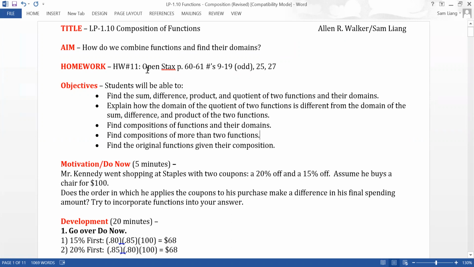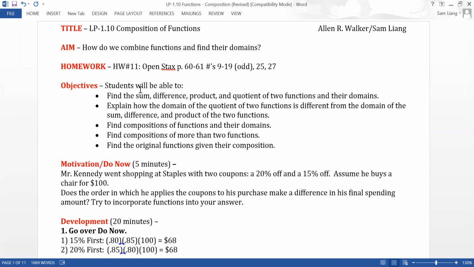It's going to be in the OpenStax textbook, page 60 to 61, numbers 9 through 19 odd, followed by 25 and 27. For the objectives, this spans not only this lesson, but also the homework. There are a few other questions covered in the homework that we won't really get to here, but you'll be able to solve them based on what we learned in this lesson.